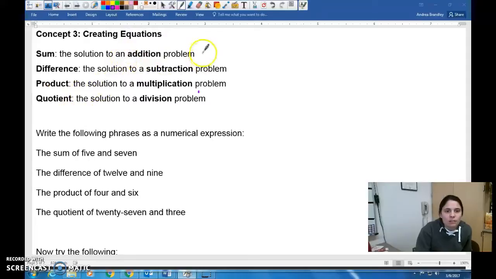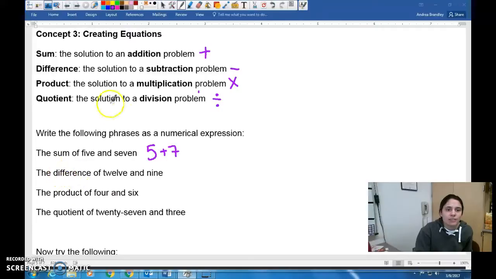So the sum is the solution to an addition problem. Difference is the solution to subtraction. Product is multiplication. Quotient is division. So if I have phrases that use these terms, I want to be able to write them as expressions. So if we look down here, I have the sum of 5 and 7. So since the sum is with addition, sum is 5 plus 7.